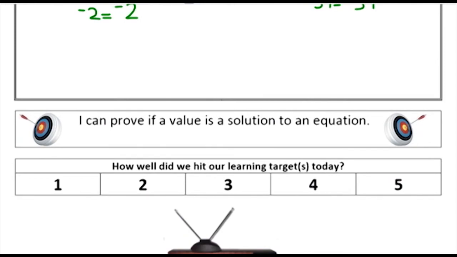Today we hit on the target of being able to prove a value is a solution to an equation. Rate on a scale of 1 to 5 how well we hit that target. If you do not feel that you hit it, please feel free to rewatch the video, ask questions during Fast and Studious tomorrow or during practice.